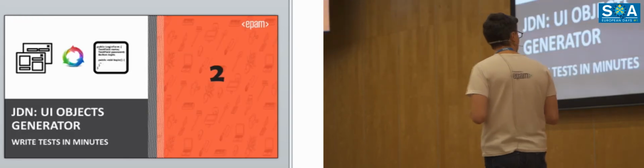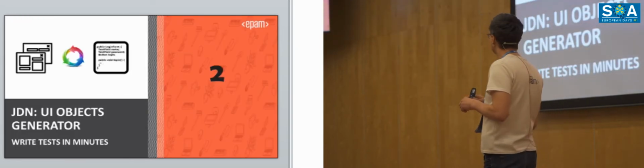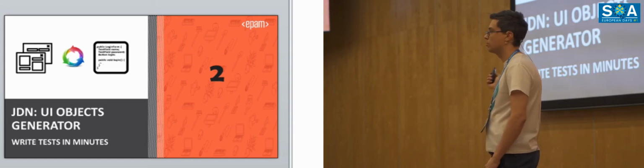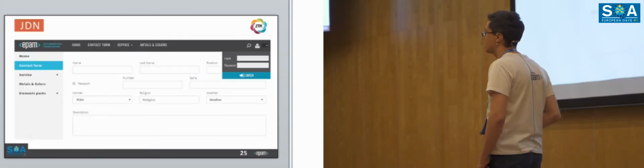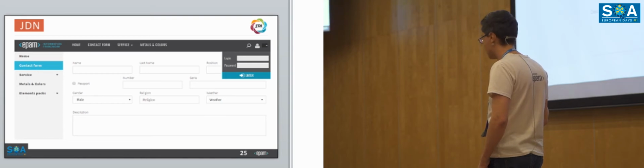And I will show you an interesting example about our other tool that is integrated with JDI, but can also create the page objects for Selenium. It's JDN. It's a Chrome plugin that helps to generate page objects in seconds. This is the kind of live demo I have here.